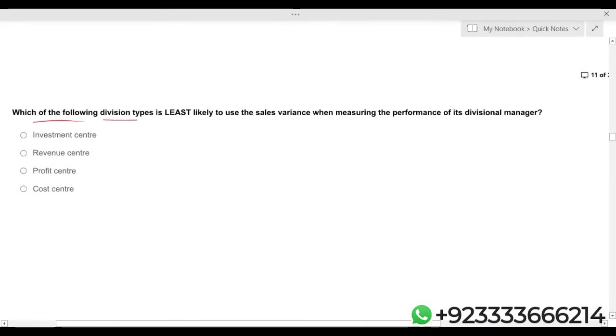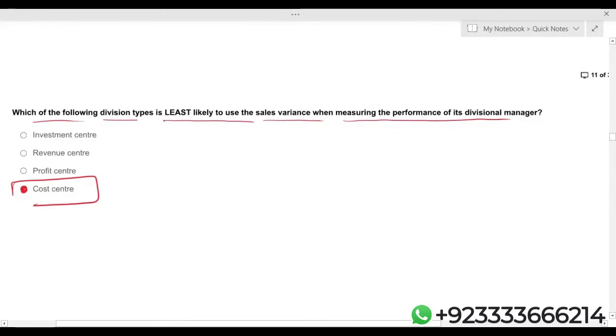Which of the following division types is least likely to use sales variance when measuring the performance of its divisional manager? Revenue center will obviously use it. There's a possibility a profit center could use it, and an investment center, can I say. But when it comes to a cost center, it will not be using sales variances.